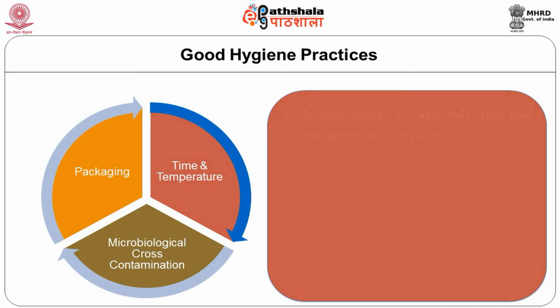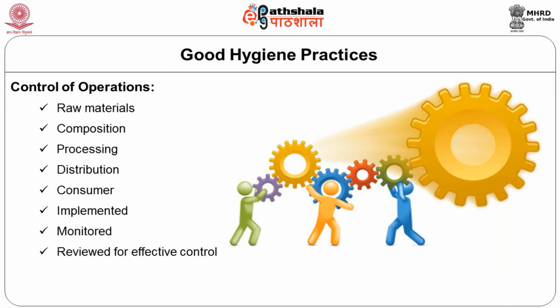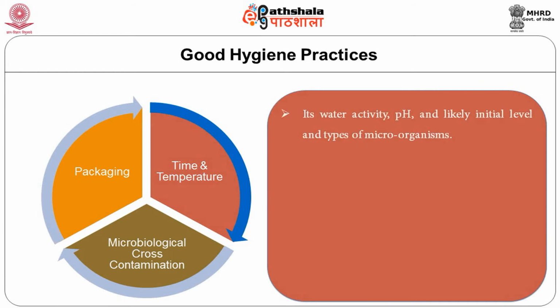When we are talking about control of operations, the most important point in terms of food safety is time and temperature control. Take for example, what is the water activity, what should be the pH, what are the likely initial level and types of microorganisms when you are starting the process, and what is the intended shelf life of the product. How long the product is likely to stay on the shelf, or be made into another product, and what time period it has to stay in that position has to be clearly understood. Accordingly the control operations have to be made.